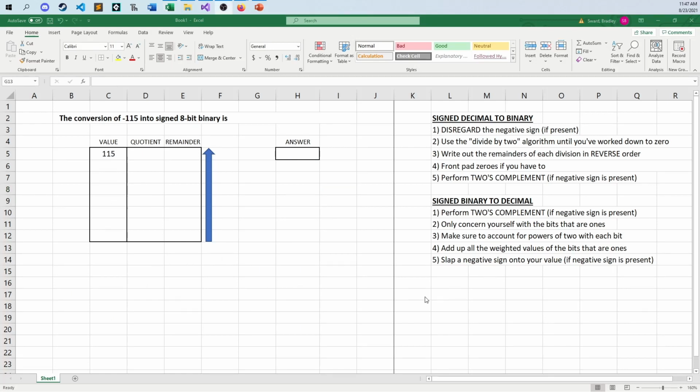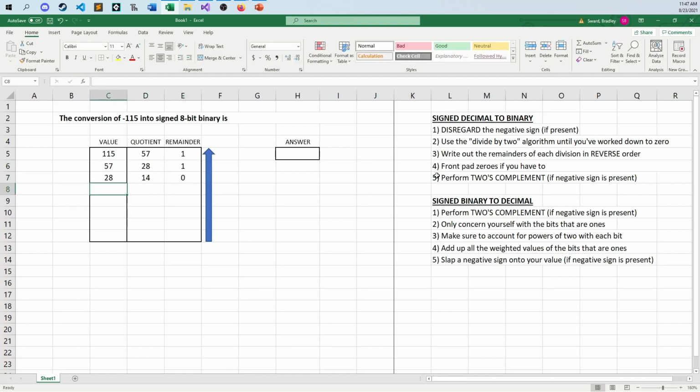Let's do more of the same now with negative 115. So step 1, disregard the negative sign if present for now. And then just continue on and do the same method here. So let's see, what is this guy? This is 57, remainder 1. And 57 is 28, remainder 1. 28 divided by 2 is 14, remainder 0.